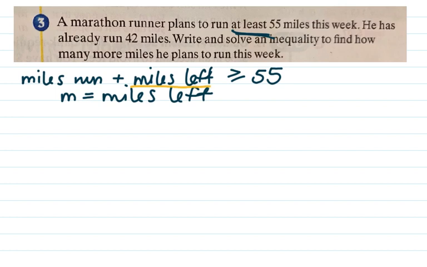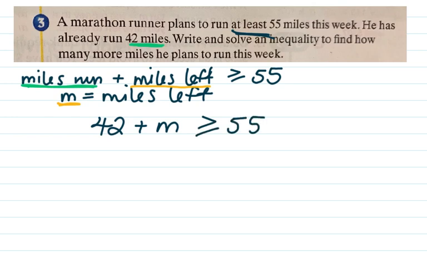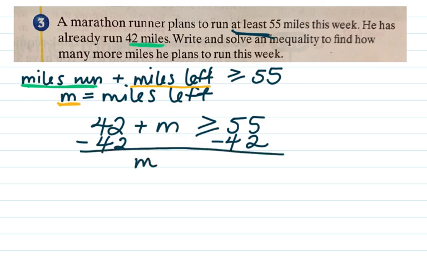So this right here is going to be replaced by m. I know that he already ran 42 miles. So I have 42 miles plus m is greater than or equal to 55. So I'm going to subtract 42 from both sides. m is greater than or equal to 13. The marathon runner plans to run at least 13 more miles this week.